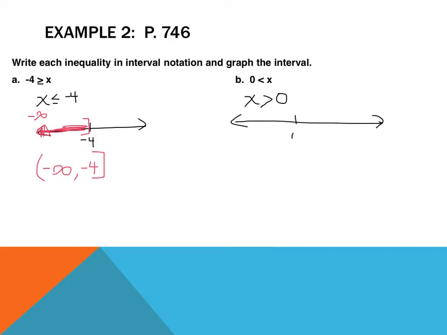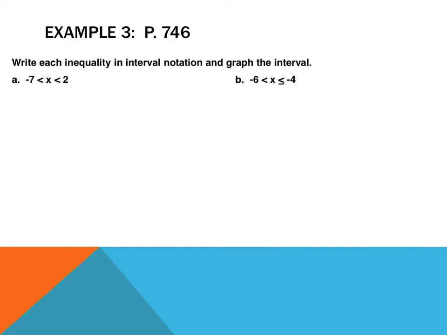So on my number line, I'll have 0. X is greater than 0, so there's going to be a parenthesis because it's not equal to, and everything greater, which is to the right, including the arrow. The arrow represents infinity, so my interval notation is going to be parentheses, 0 to infinity, and infinity also always has parentheses.